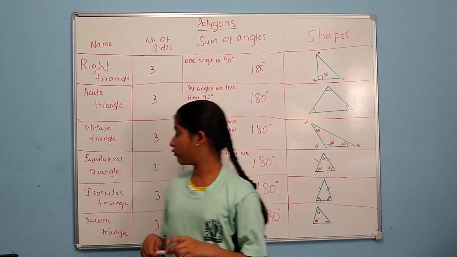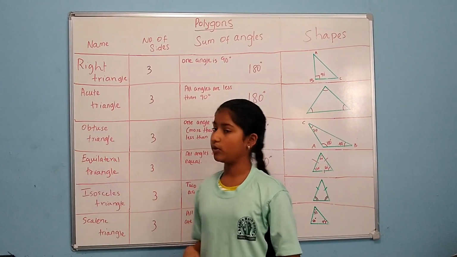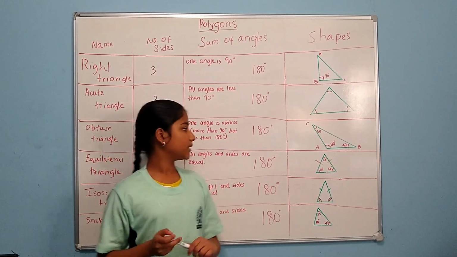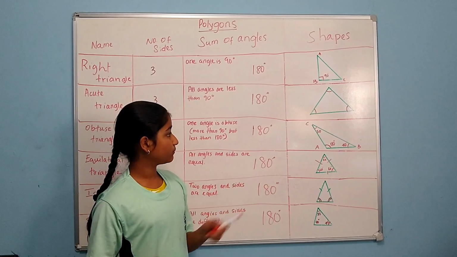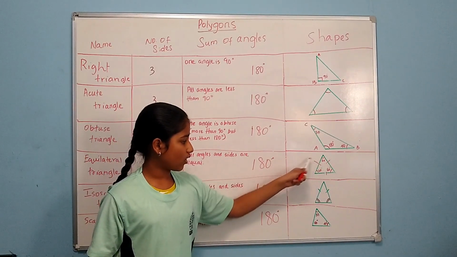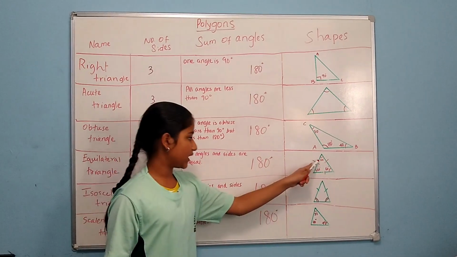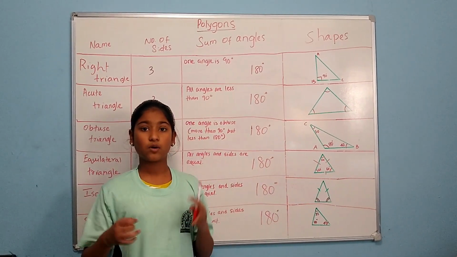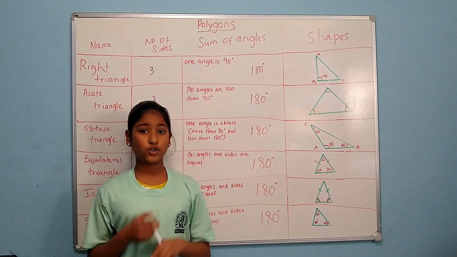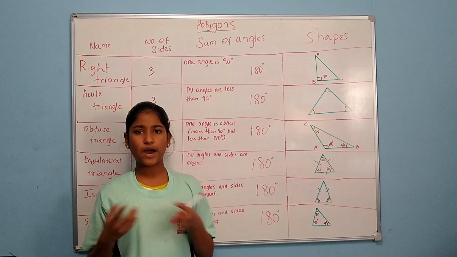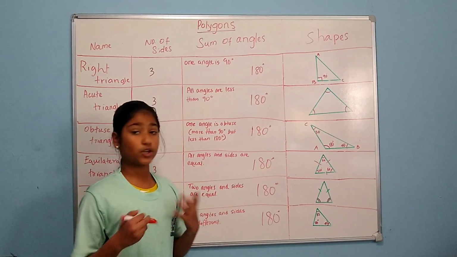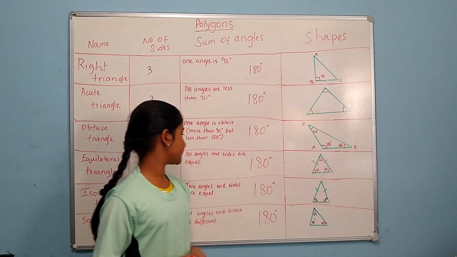Let's look at the fourth one, an equilateral triangle. Now, an equilateral triangle, as you can see, has a keyword, equal, meaning that all sides and angles are equal. As you can see here, all of the sides are equal with the same length, and the angles are all 60. Now, you know that all angles in a triangle add to 180, and you know that all angles are equal. So what do you have to do? You have to divide 180 by 3 to get 60.